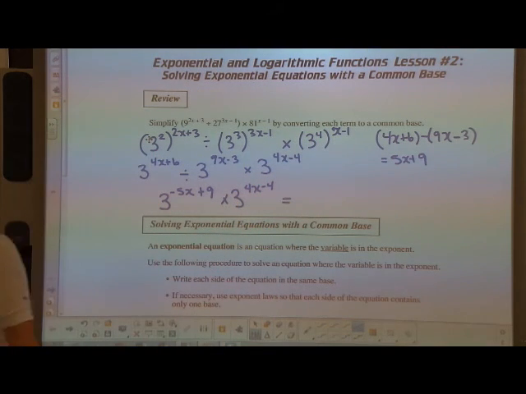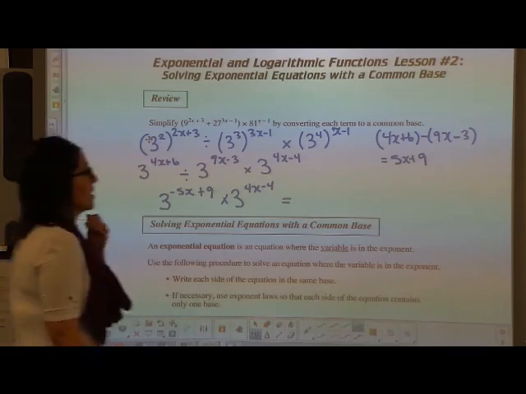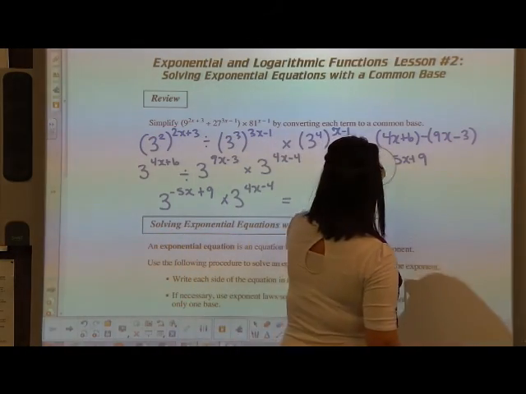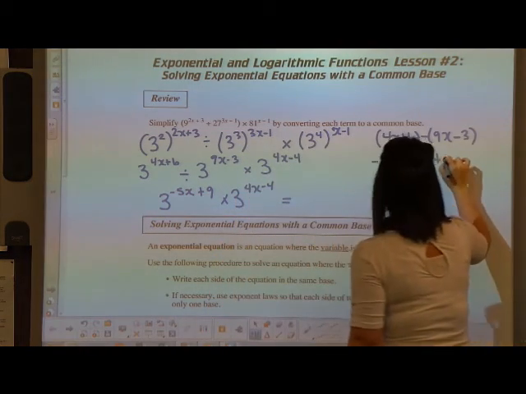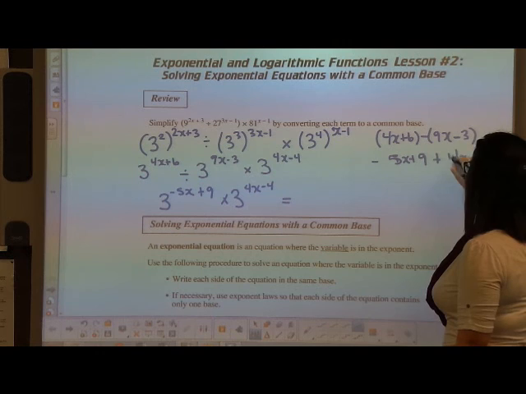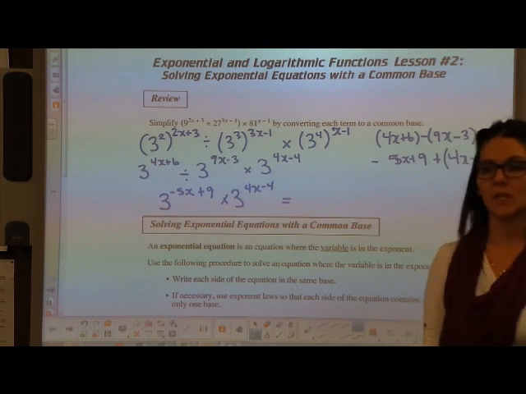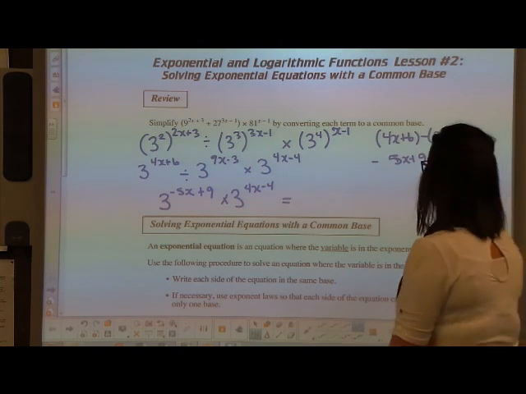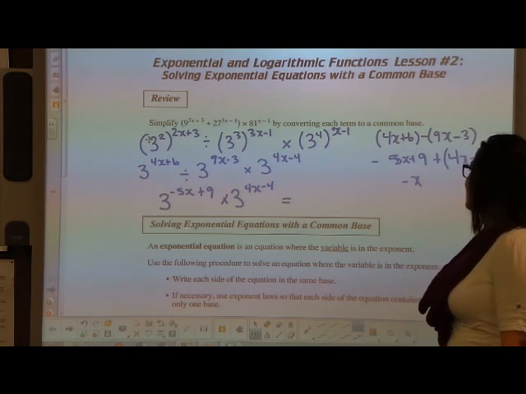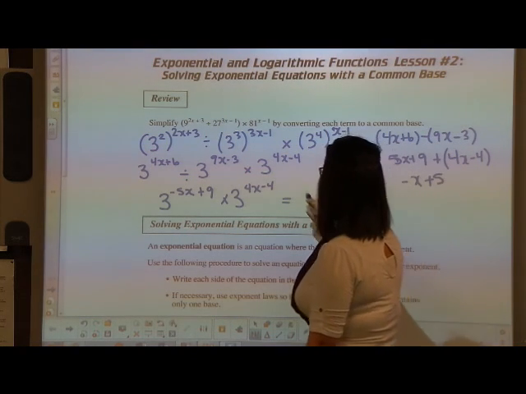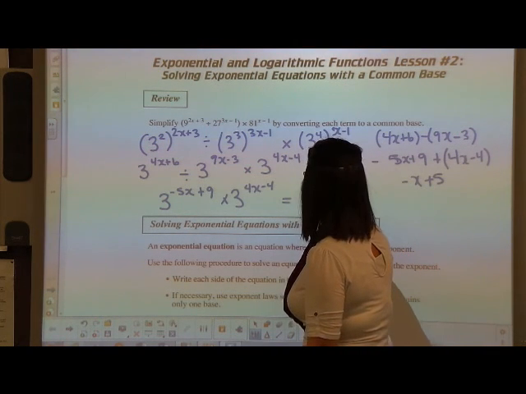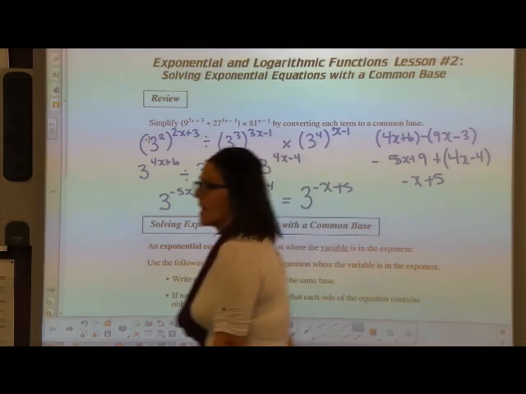When the bases are the same and I'm multiplying the powers, what do I do to the exponents? Add them. So if I take, sorry, there should be a negative 5x here. If I take negative 5x and I add 4x minus 4, so it's negative 5x plus 4x, that's negative x. And what is 9 plus negative 4? So my simplified expression becomes 3 to the power of negative x plus 5.